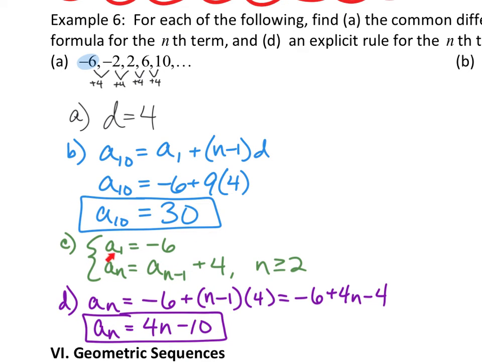The recursive formula starts with the first term. You just have to tell me what the first term is, which, boom, we got it. And then fill in the rest. A sub n equal to the previous term plus the common difference, which was 4. And then tack on the given n is greater than or equal to 2. And for the explicit formula, we fill in the explicit formula with what we know. We know the first term is -6 and the common difference is 4. And then we just clean it up by distributing and combining like terms.